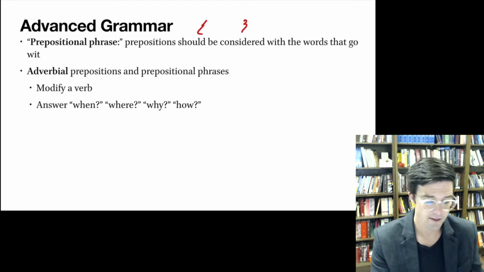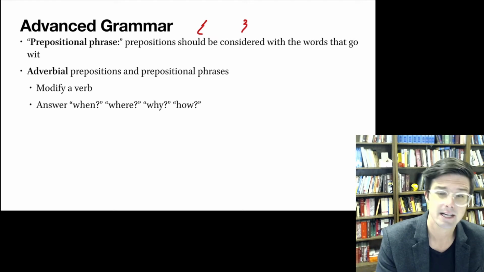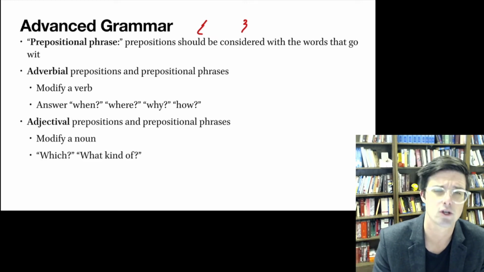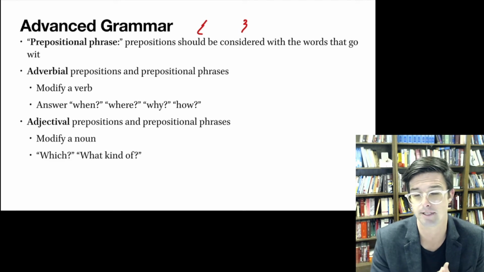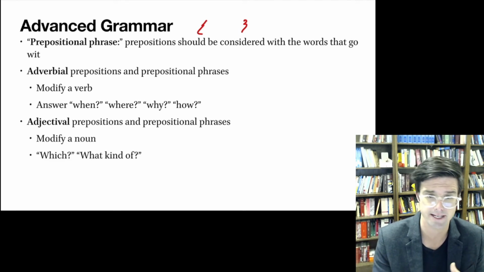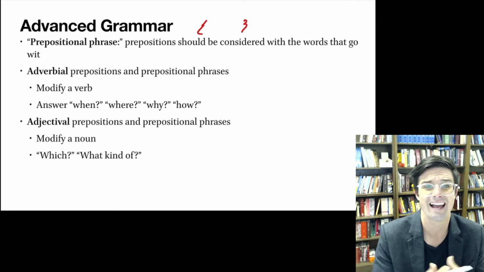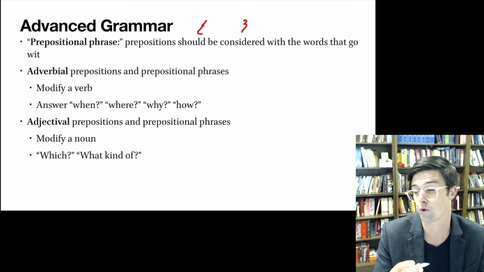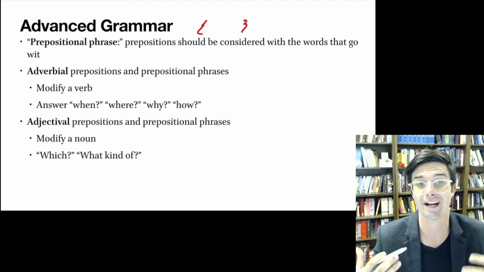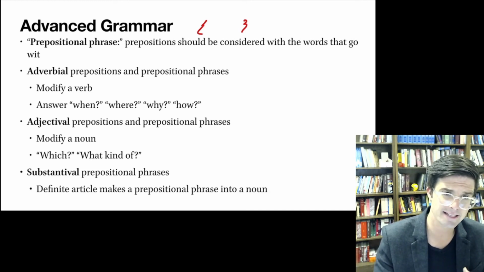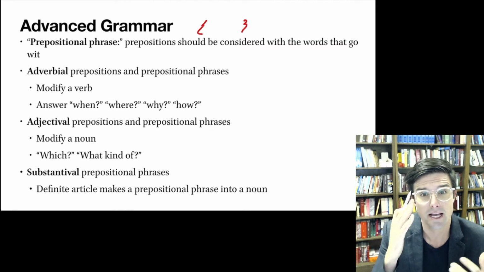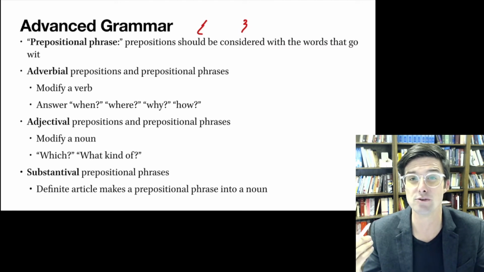So in this case, the whole prepositional phrase goes with a verb and modifies a verb in a sentence, whereas an adjectival preposition or adjectival prepositional phrase goes with a noun, modifies that noun, and answers the question which or what kind of. And lastly, prepositions and prepositional phrases can also be made into nouns themselves.